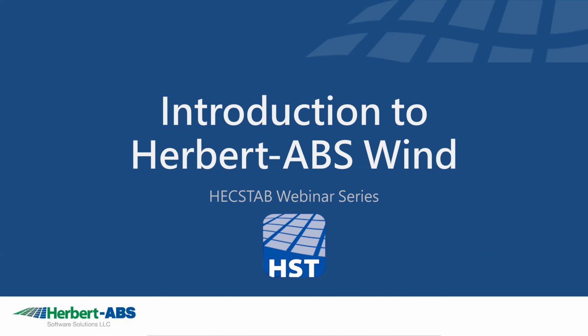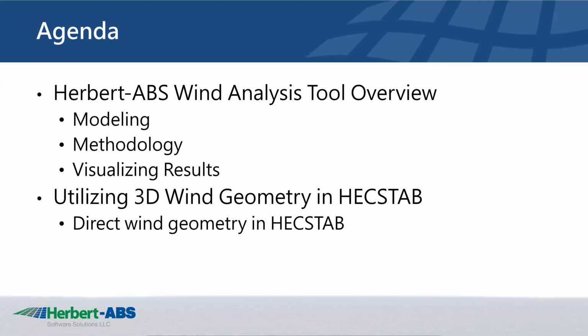Going into a brief overview of what we're going to be talking about. Of course, we're going to be going over the Herbert-ABS Wind analysis tool. We'll talk about some of the modeling requirements and considerations of building up your model before going into the wind app. We'll touch a bit on the methodology of our new wind analysis method, the 3D direct geometry. And then we'll actually run through a quick analysis and look at the various ways of visualizing results in the wind app. Afterwards, we'll move back into HECSTAB and we'll take a look at using 3D wind geometry in HECSTAB to do some analyses.